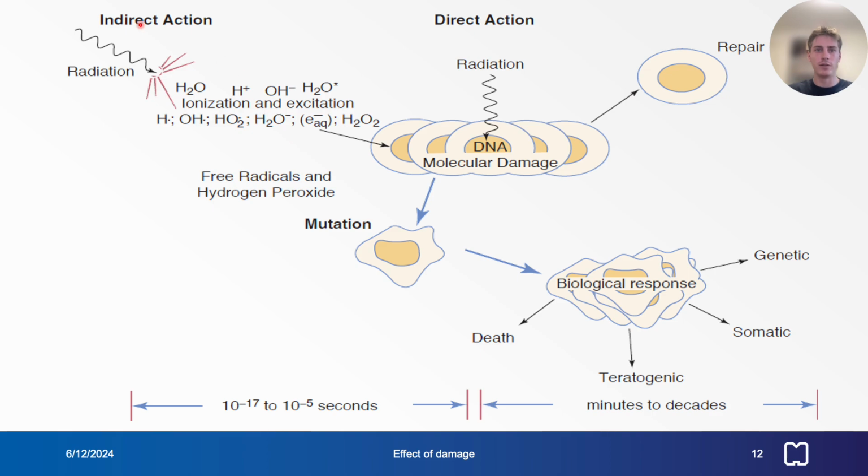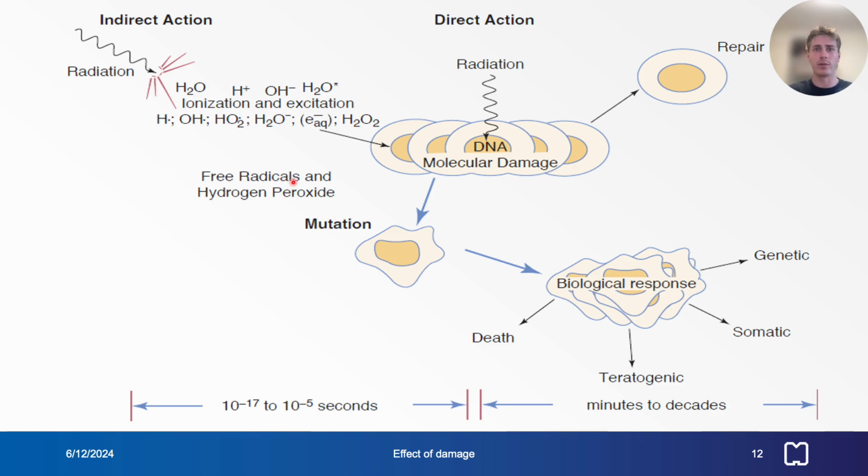You can see here the indirect and direct modes of action. Now, in the indirect mode of action, the radiation causes ionization and excitation, and the formation of free radicals and hydrogen peroxide. Now, the damaging effect of free radicals is enhanced by the presence of oxygen because it stabilizes these free radicals and reduces the probability of free radical recombination into non-toxic chemicals such as water or molecular hydrogen.